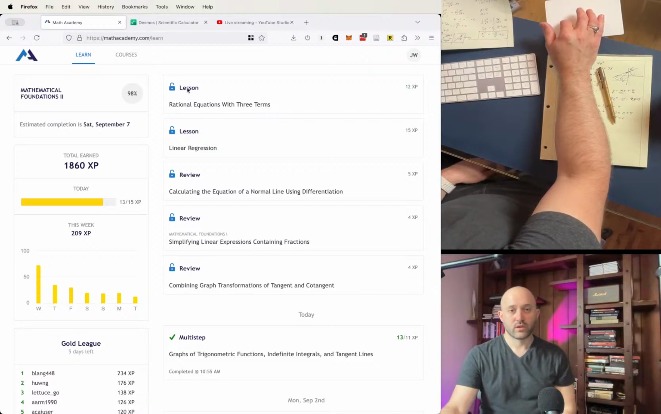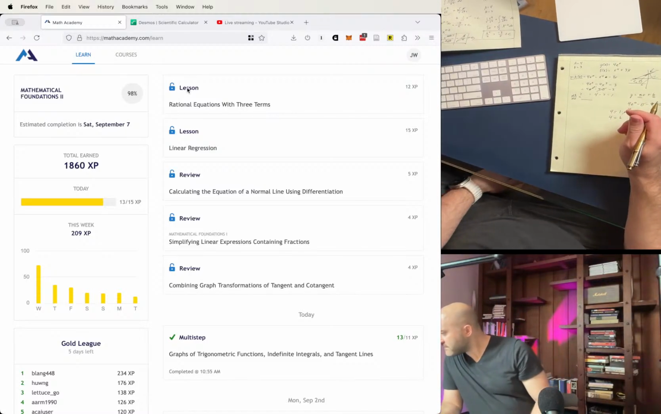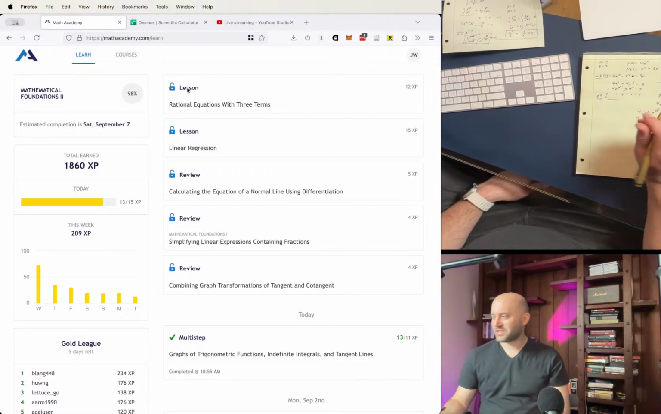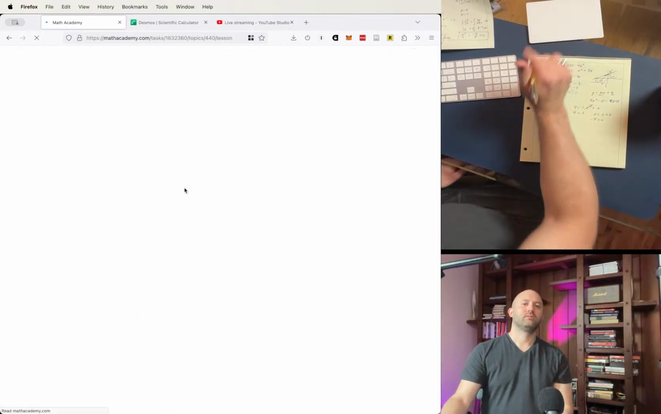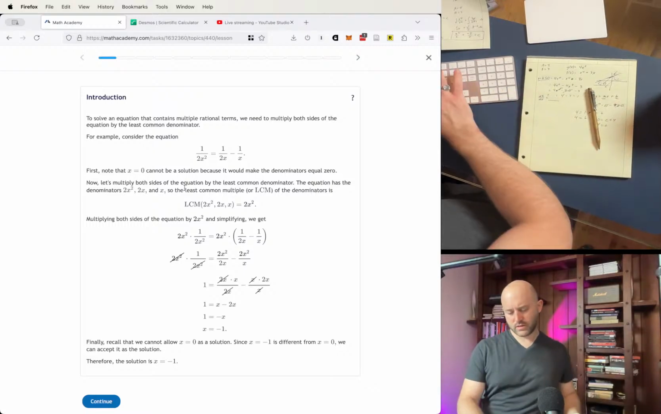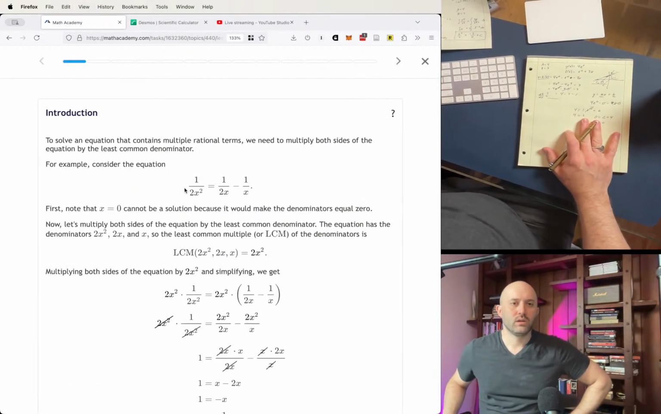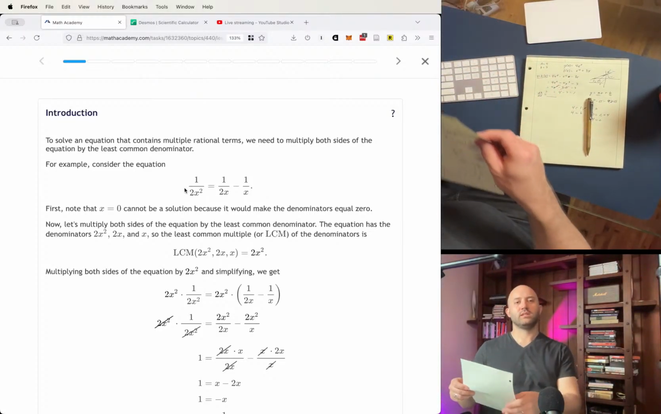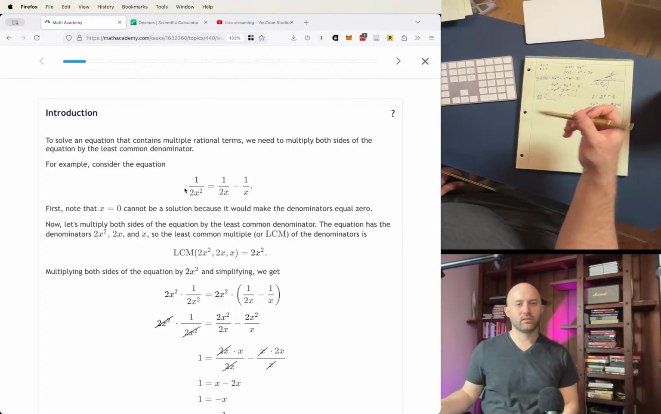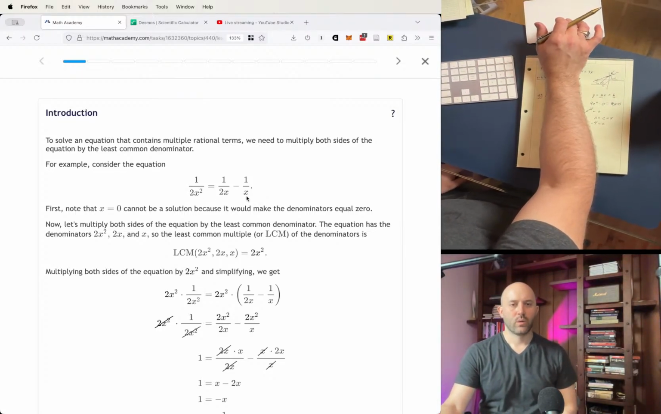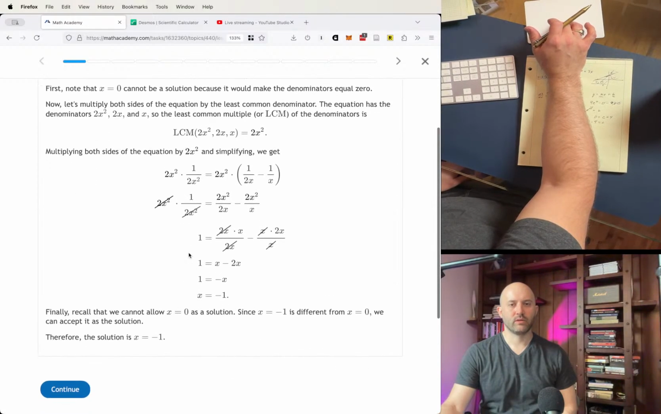I'm feeling pretty strong still. Let's see here. Okay, rational equations with 3 terms. How hard could this be? To solve an equation that contains multiple rational terms, multiply both sides by the least common denominator. X cannot be 0. Multiply both sides by the least common denominator.